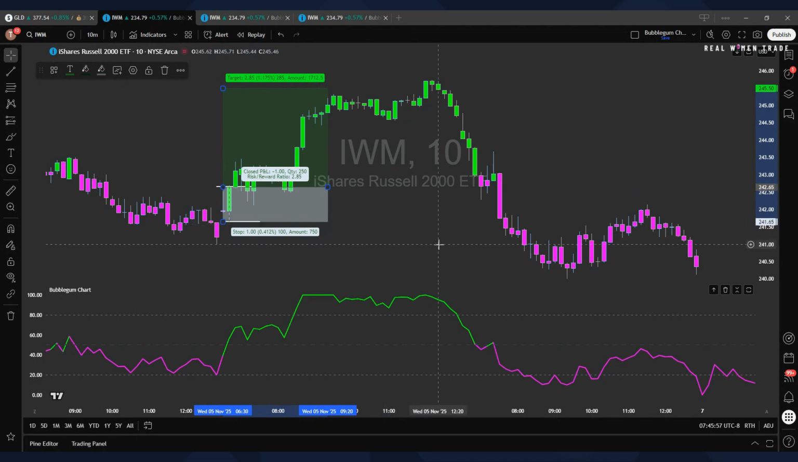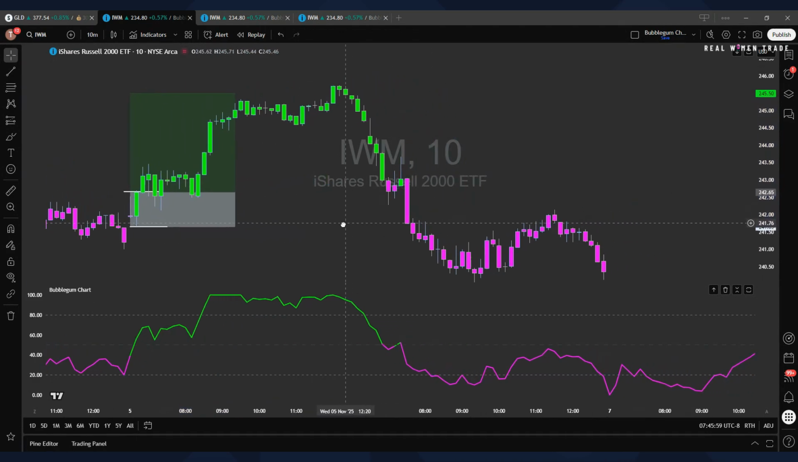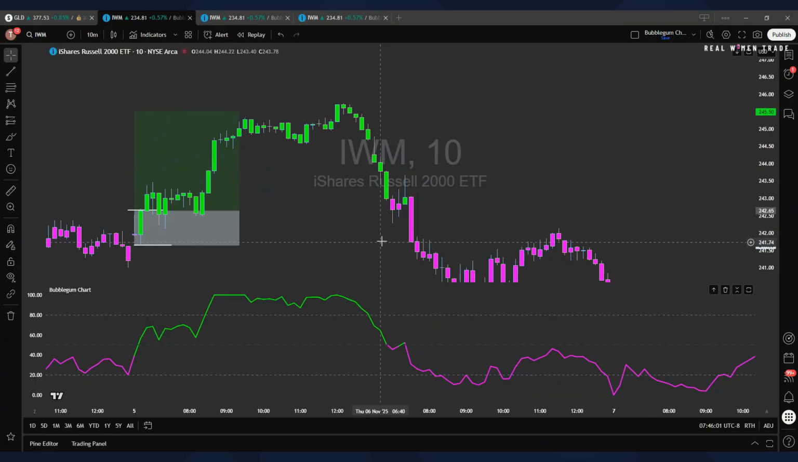And then the next day was November 6th, and we have a gap down, but the candle is still green. But we need to look at the bubble flow indicator, which is moving down. So we would not go long as long as this is moving down. We would wait and see what was going to transpire. So we see we crossed the 50, but then we cross back up. So we have a pullback, basically a break and a retest.